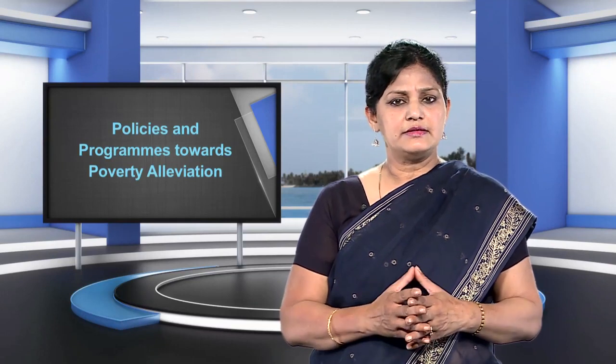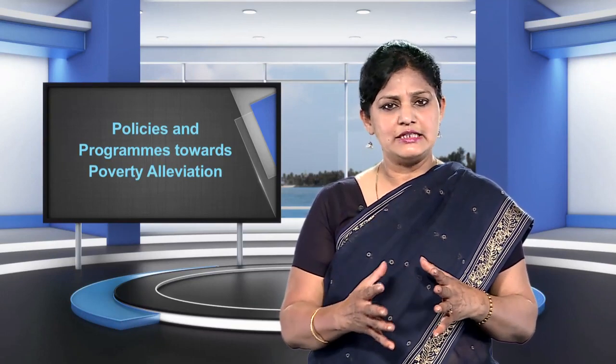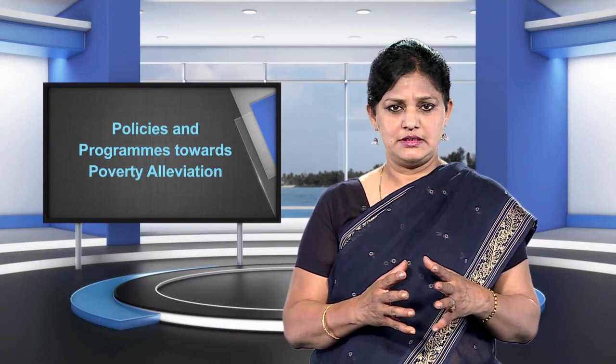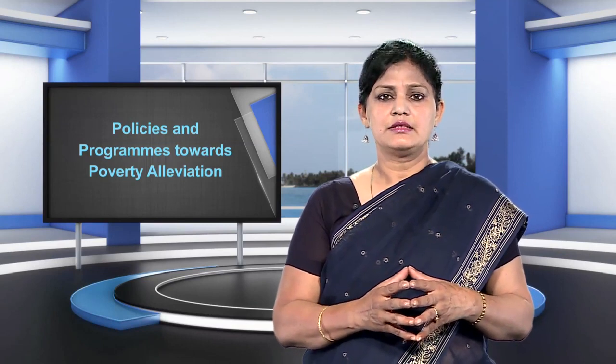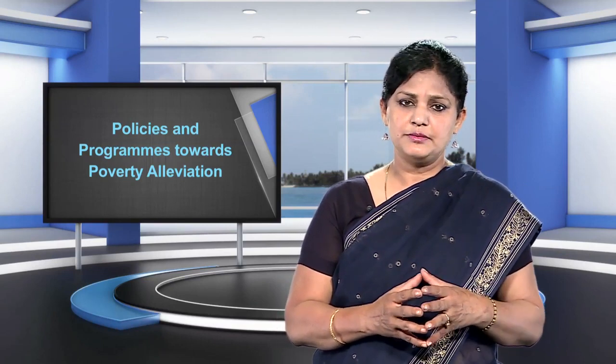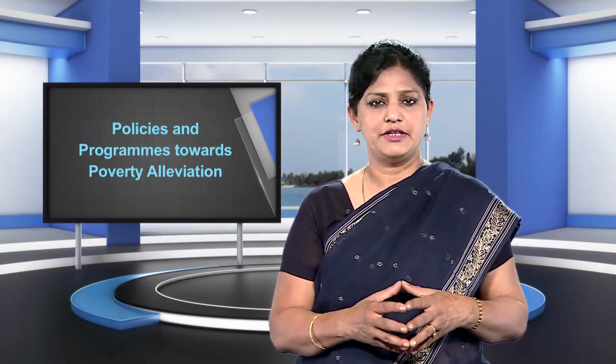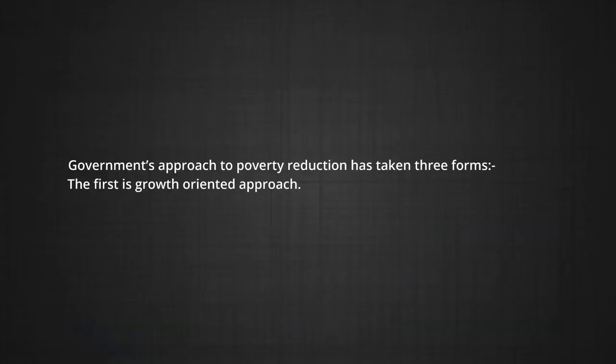The most important is how the government has been formulating its policies and programs. Let us give our attention to that. The government has taken various policies and programs towards poverty alleviation. The government's approach to poverty reduction has taken three forms. The first is the growth oriented approach.